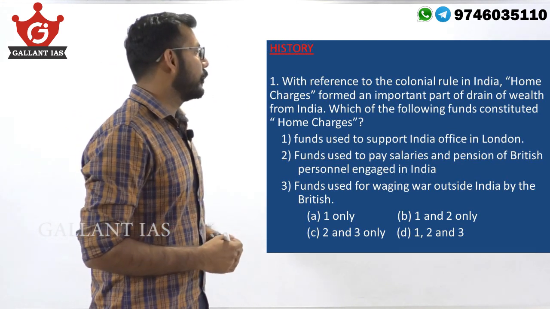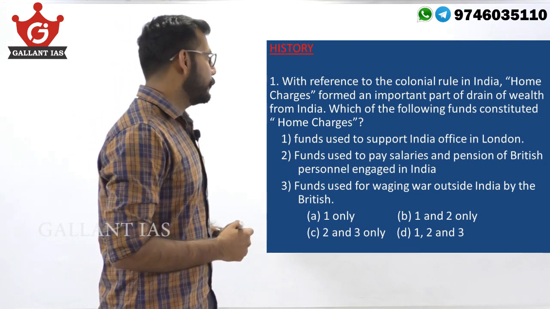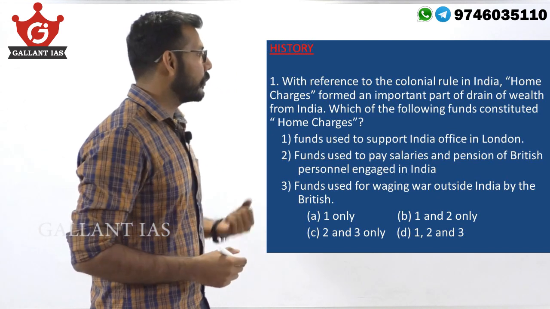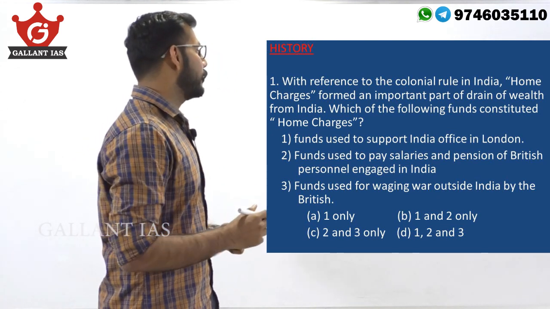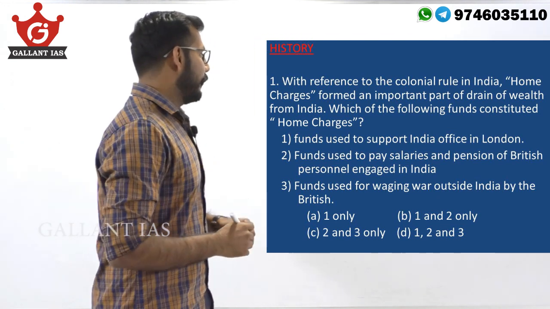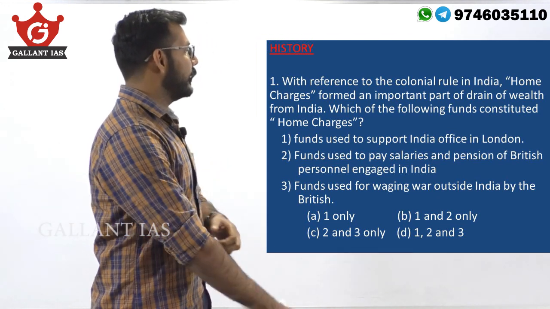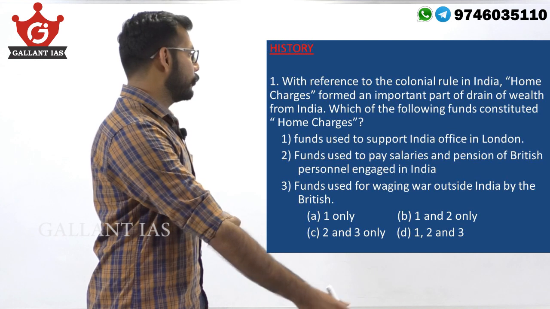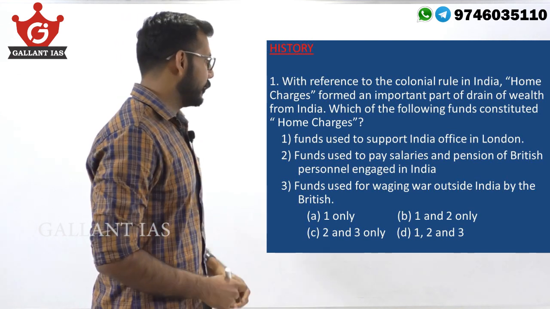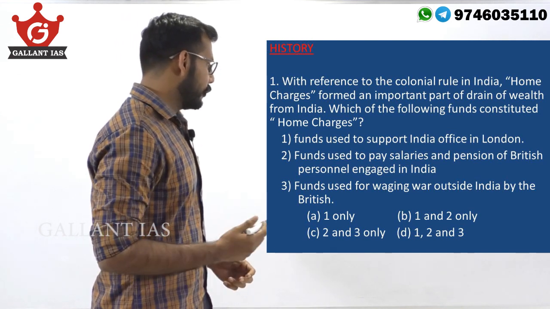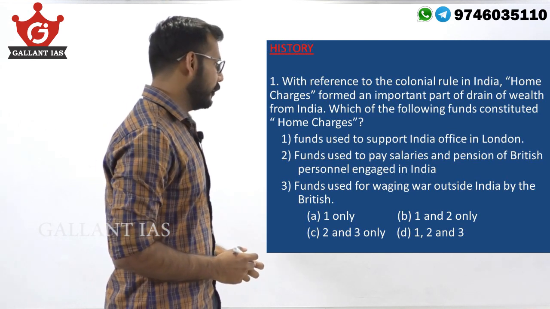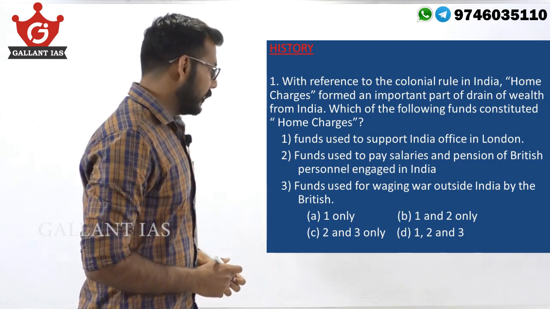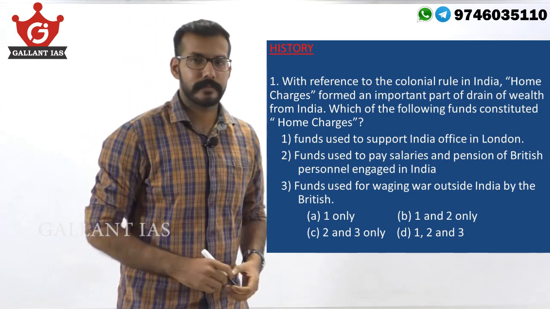With reference to colonial rule in India, home charges formed an important part of drain of wealth from India. Which of the following funds constituted home charges? Funds used to support the Indian office in London, funds used to pay salaries and pensions of British personnel engaged in India, funds used for waging war outside India by the British. Options are 1, 1 and 2, 2 and 3, and 1, 2 and 3.